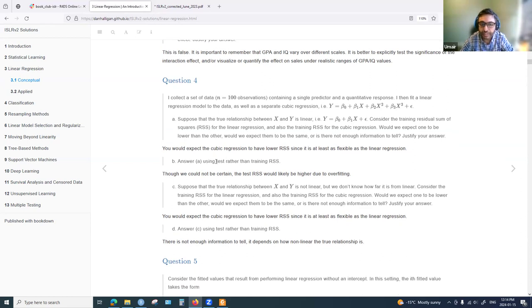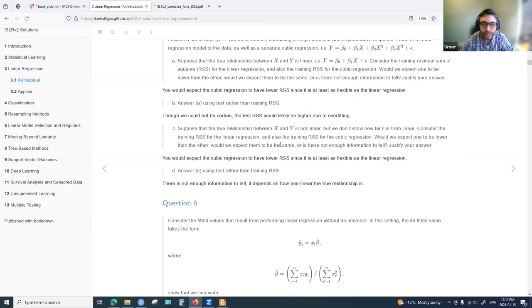But if we look at the test set, which was not used while the model was fit on the data, because we know that the actual relationship is linear, we do not expect the residual sum of squares to be lower for the cubic. We think that for a linear regression model, it would be lower than the cubic regression model for the test data, which was unknown to the model.